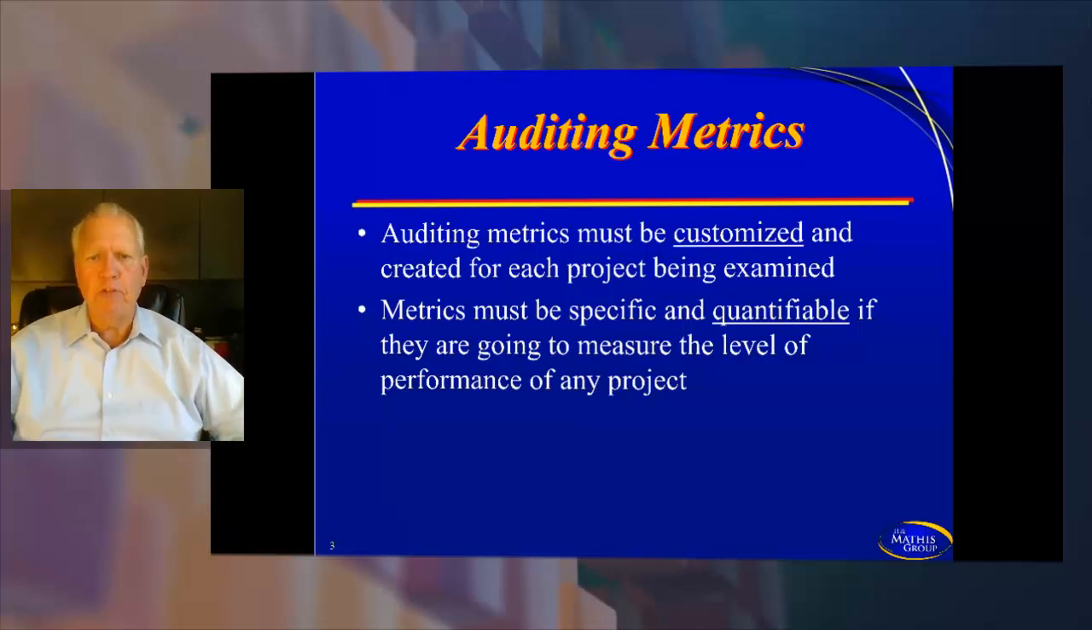So auditing metrics must be customized and created for each project being examined. Metrics must be specific and quantifiable if they're going to measure the level of performance of any project. And what this means is you've got to decide what is realistic. What is the realistic level of metrics and what is a realistic level of achieving that metric? So if you're going to measure certain things, you've got to determine how are you going to collect the data to know whether or not that vendor is doing what they say they're doing.